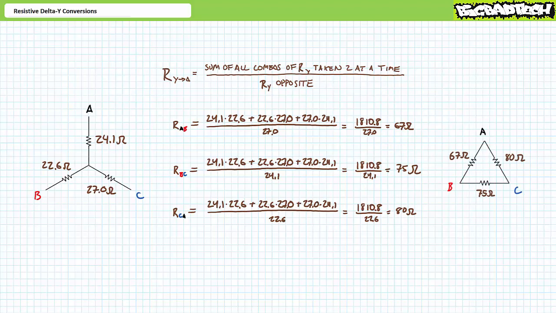Our equivalent delta configuration features RAB with a resistance of 67 ohms between nodes A and B, RBC with a resistance of 75 ohms between nodes B and C, and finally RCA with a resistance of 80 ohms between nodes C and A. Ideally, one should be able to exchange our previous Y configuration with this new delta configuration, and the circuit, source, or sources attached to these three nodes would be none the wiser to the substitution.